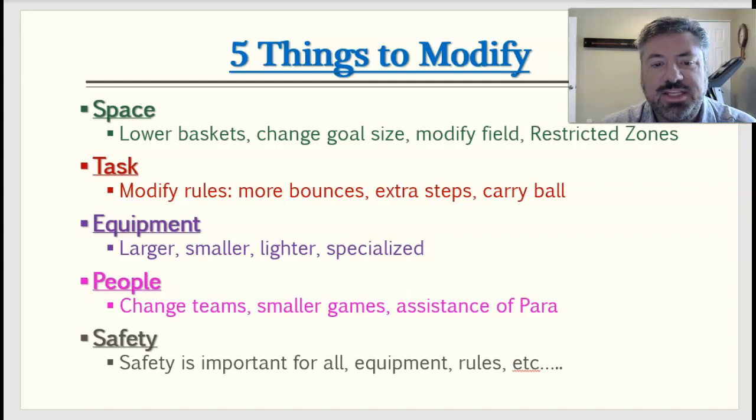Number 1 is space. Do we want to modify space? What does that mean? Do we lower a basket? We might do this with an early performer in elementary. We might use an 8-foot goal in basketball. All right. We might lower the net in volleyball. We might change the size of a goal. A soccer goal might be bigger, so it's easier to score a goal.